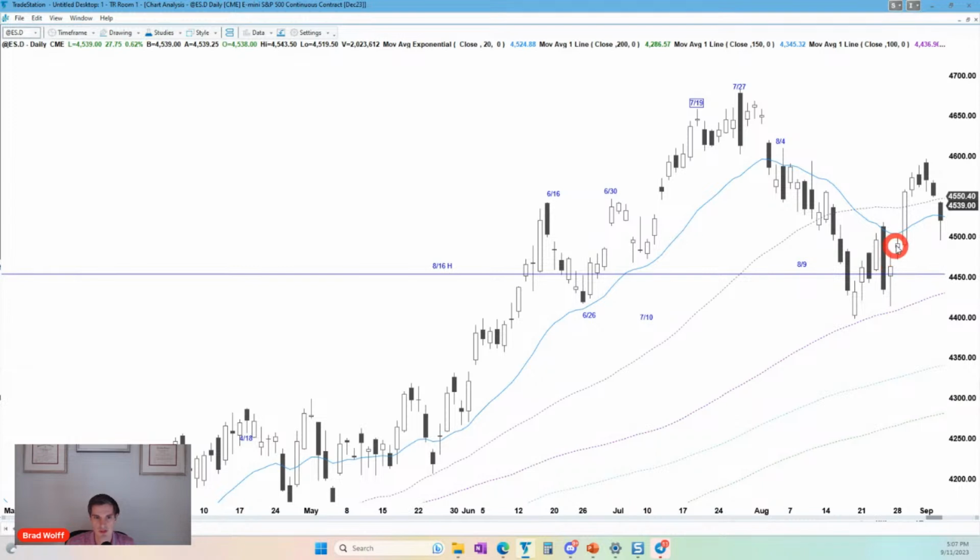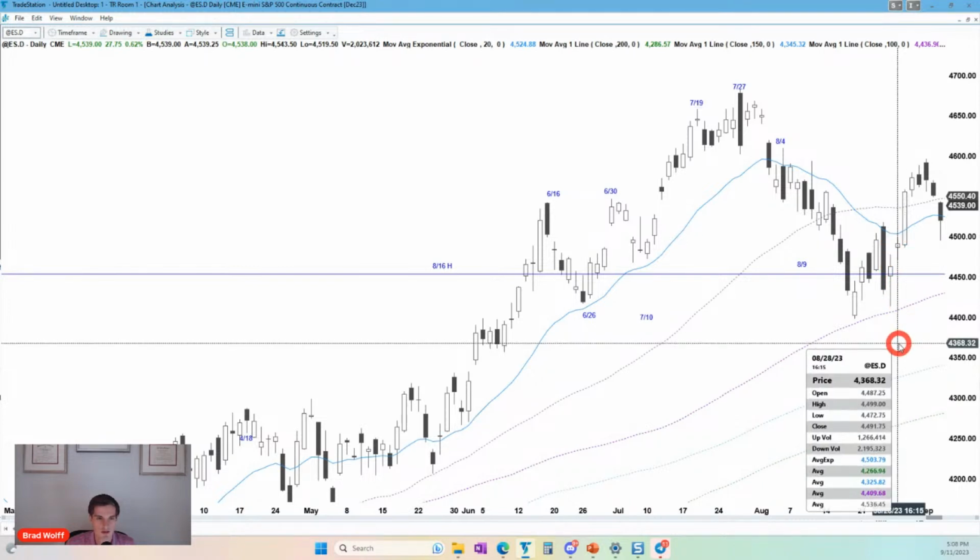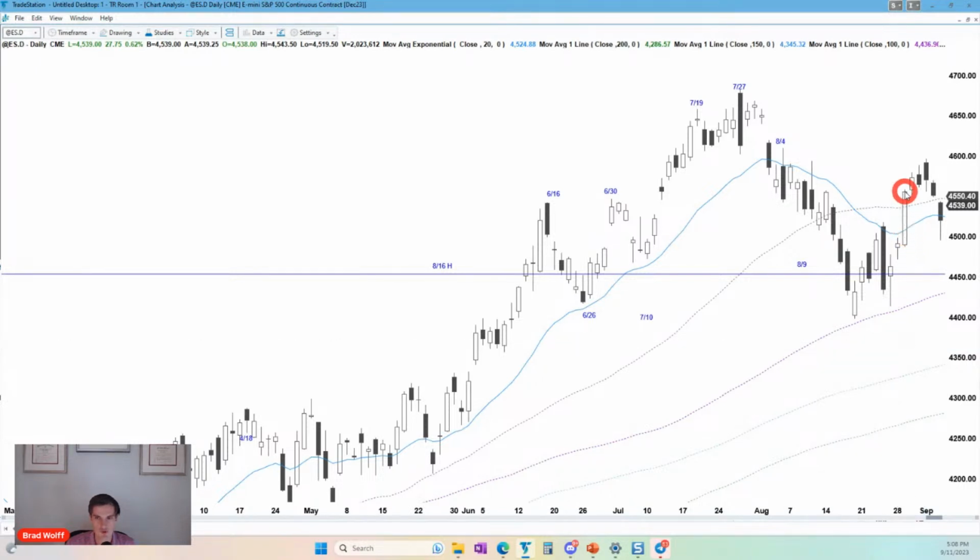You get a gap, you break out above this bar right here, which was August the 28th. You get a strong bull bar, small second or third leg up to September the 1st, and then you gap down and you close the breakout point. So I think we're going to be sideways.